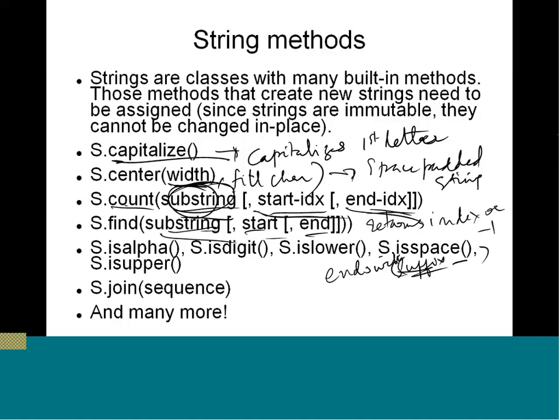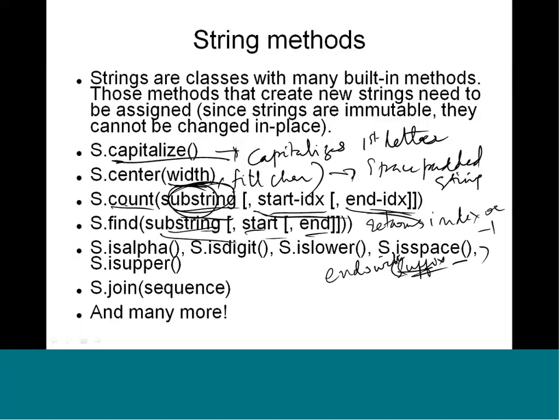It returns false otherwise. If digit, again, it is the opposite of that basically, where it returns true if the string contains only digits and false otherwise. If lower is basically if at least one cased character and all cased characters are in the lower case.